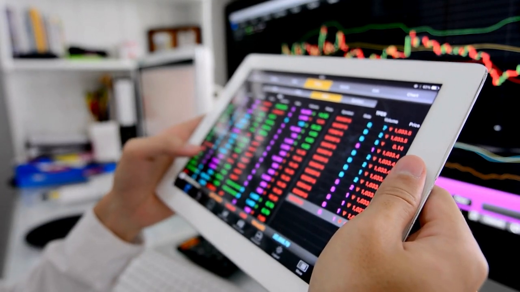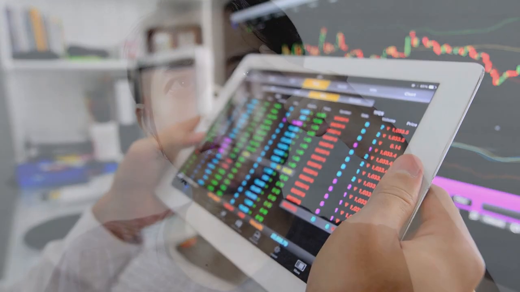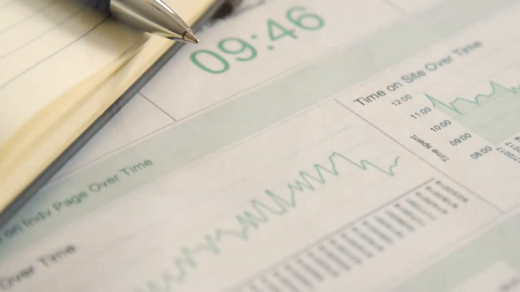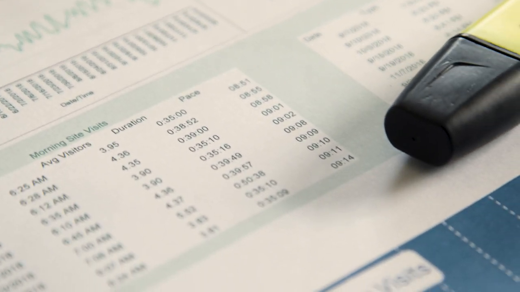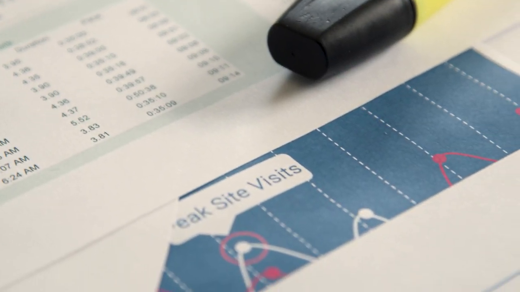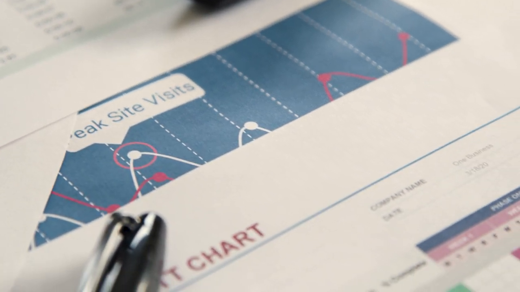Have you ever looked at rows and rows of numbers and felt confused? Statistical data can easily be taken out of context. The numbers don't speak for themselves, but they are very important. They are part of a story.